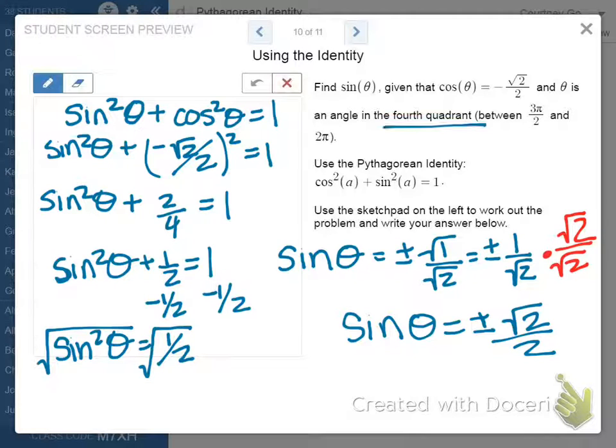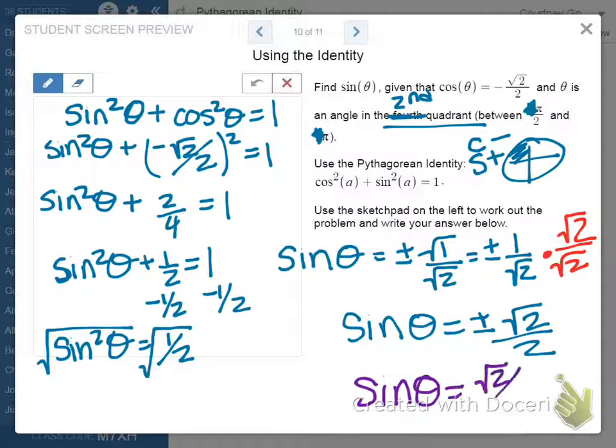Now I'm looking for which quadrant this is in, and I actually want this to say the second quadrant between pi halves and 3 pi halves, because it wouldn't make sense for cosine to be negative in the fourth quadrant. So that was a typo on my part. This should say that theta is an angle in the second quadrant. Okay, so that's right here. So again, cosine is negative, and sine is going to be positive here. So our final answer would be sine theta equals square root of 2 over 2.